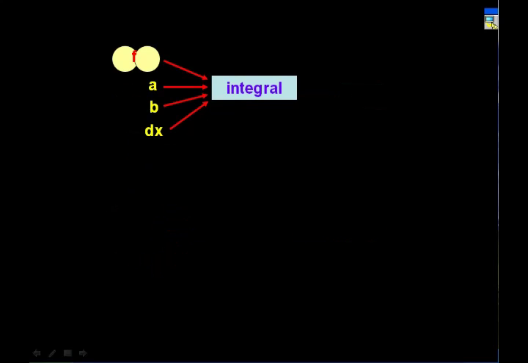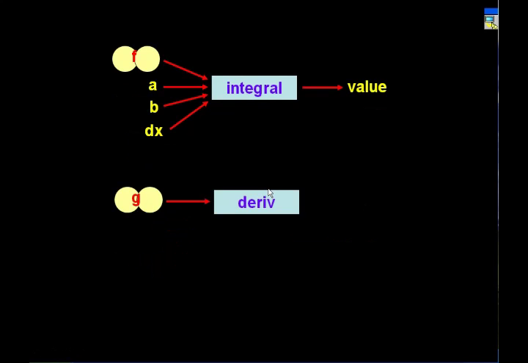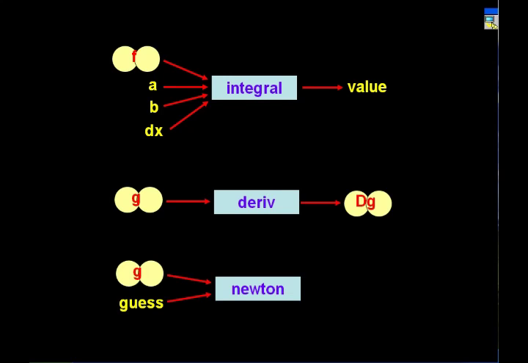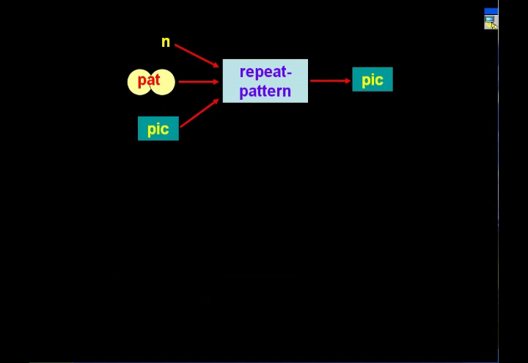The next thing we covered last week was this thing called integral, whereby you put in a function, the limits and delta x. What happens? You get a value out. This gives the integral of the function over AB. Then derivative looks a little bit different. You put in a function g, and what comes out? D of g, which is a function. Then Newton's method: you put in a function and a guess, and out comes a value, which is the root of the function. So this is what you just saw. Repeat pattern: you put in n, pattern, picture, and out comes a picture, right?